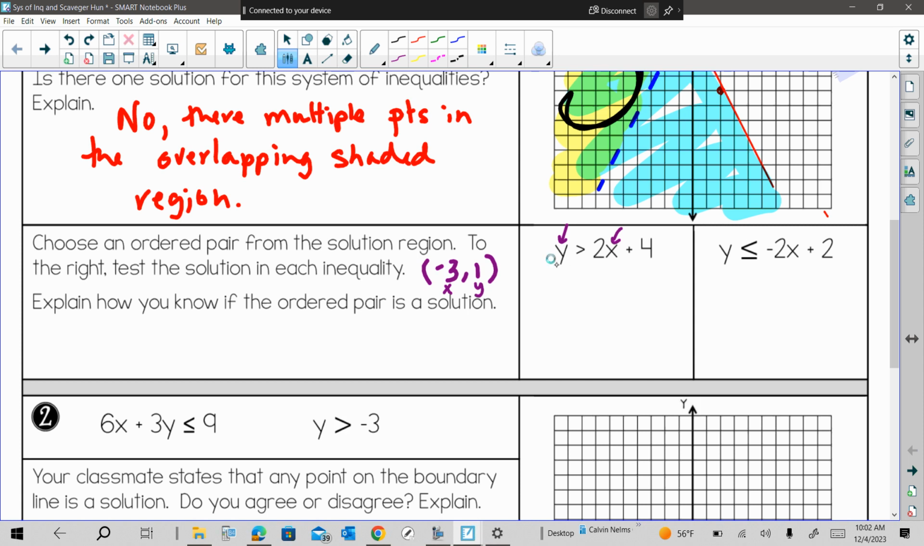I'm plugging it into the inequality for those places. Instead of writing the y, I'm putting the 1 there, greater than 2 times parentheses negative 3, and then plus 4. I'm checking to see if this is true when I plug in those points. Is 1 greater than negative 6 plus 4, which simplifies to 1 greater than negative 2? Is 1 greater than negative 2? That is true.